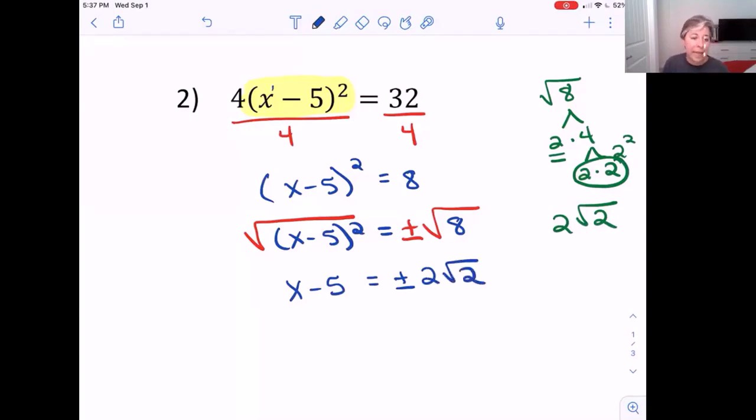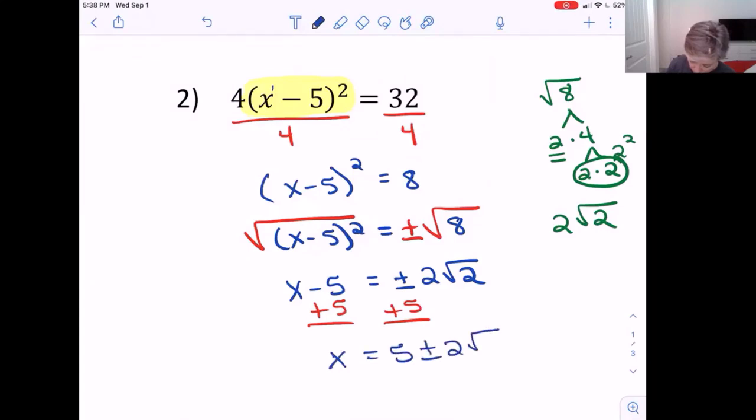And we still need to get the x by itself. So we add 5 to both sides, but we cannot combine 5 with a square root. So we just write them side by side, 5 plus or minus 2 square root of 2.